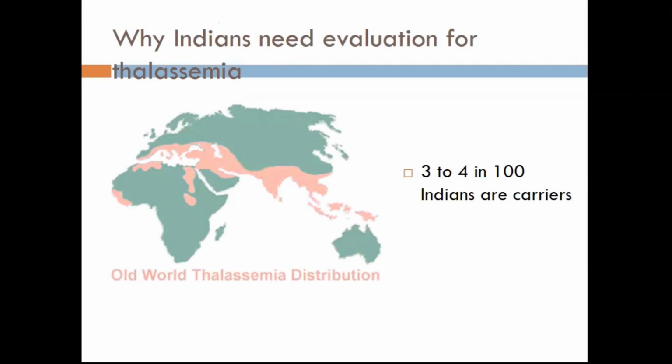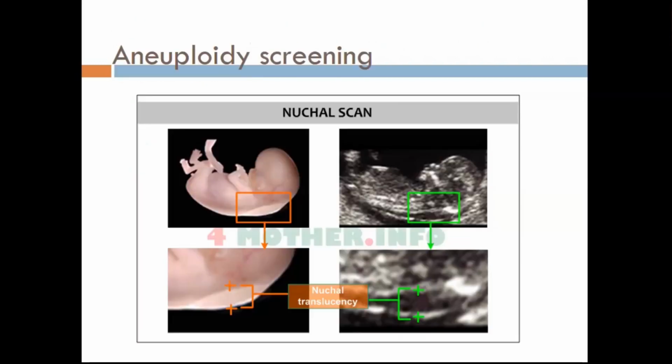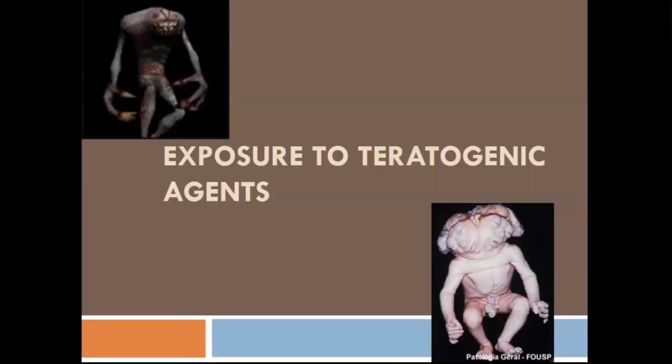3 to 4 in 100 Indians are carriers of thalassemia, and you know this belt. Then there is neural tube defect, and you know all those things, nuchal translucency screening.